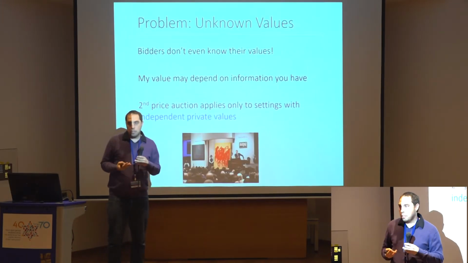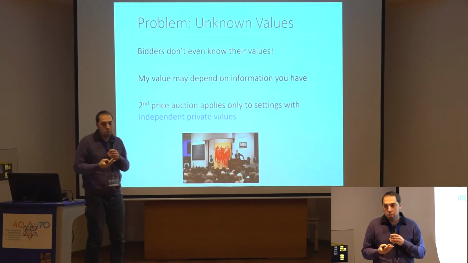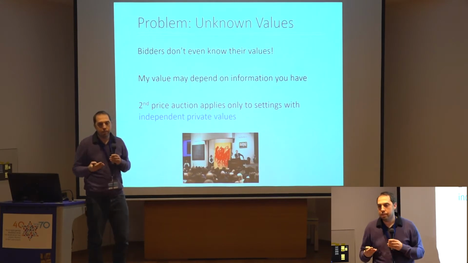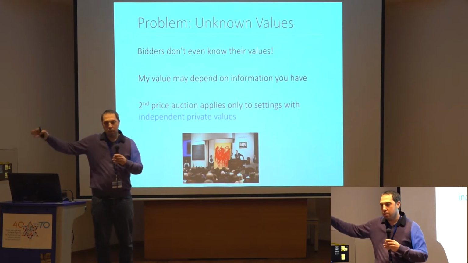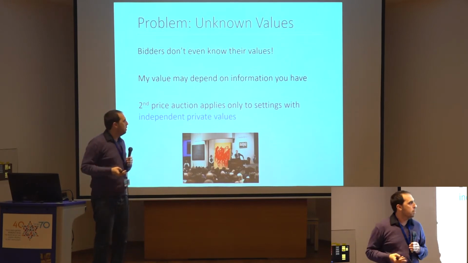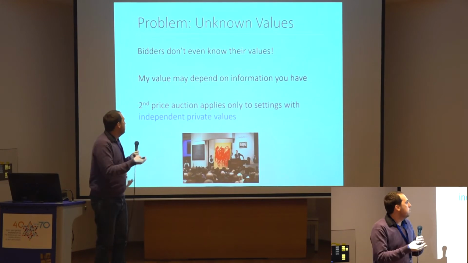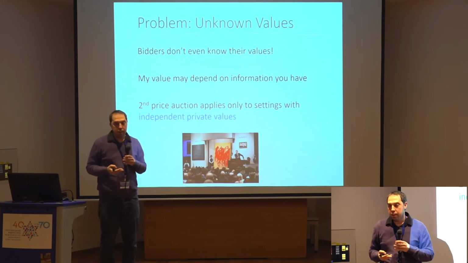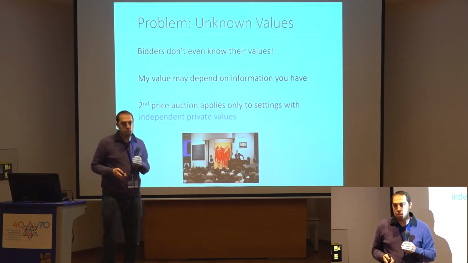So what's the problem in this case? It's that there are settings where the value depends on information that the bidders don't have. And even worse, this information can be held by other agents. So the information is distributed among bidders, and we still want to maximize value. So this is much more challenging. And this model is called the interdependent values model.